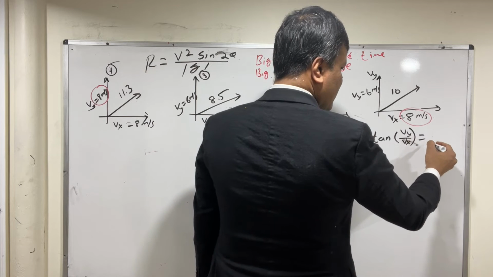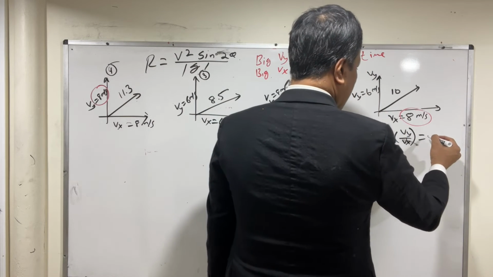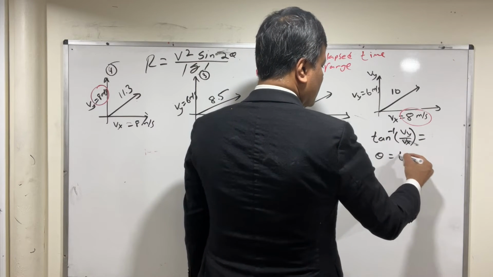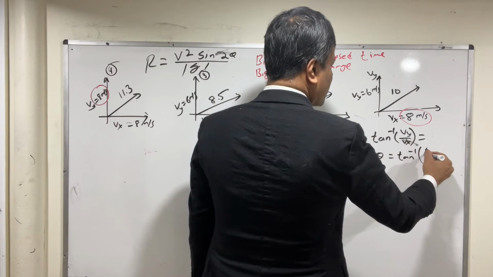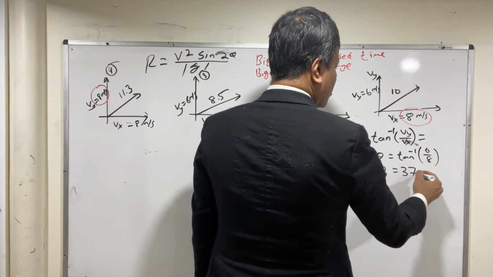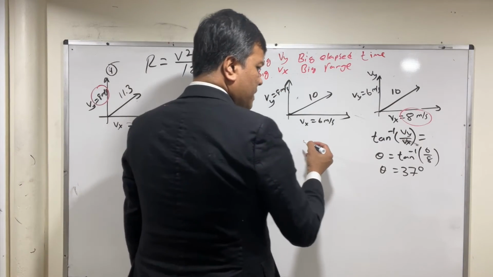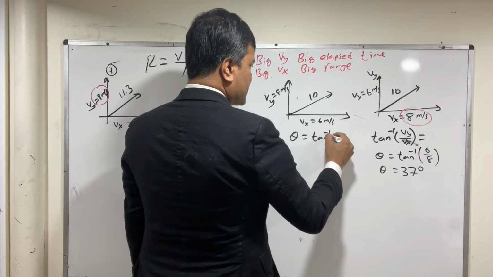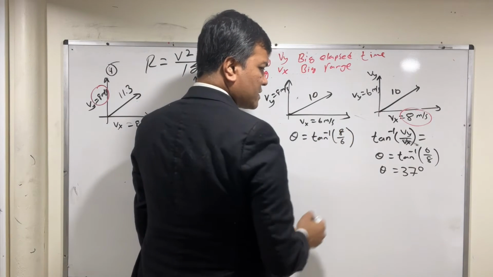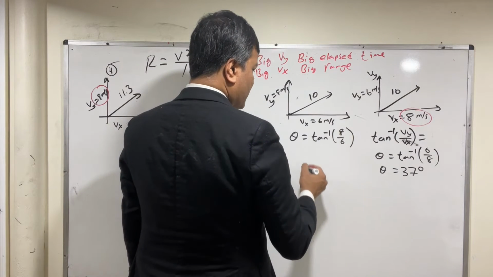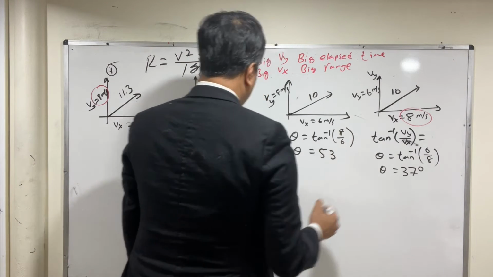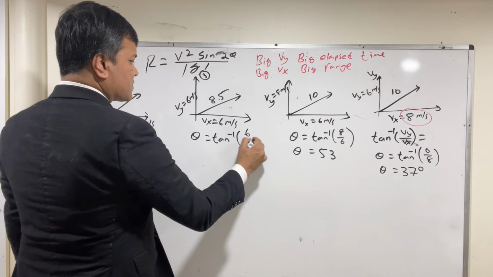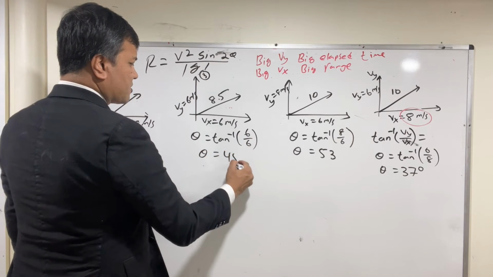Vx. So theta is tangent inverse of Vy over Vx, which is 6 over 8. So theta is 37 degrees. For this one, theta is tangent inverse of 8 over 6, and this is going to give you 53. And this one, theta is tangent inverse of 6 over 6, which gives you 45 degrees.